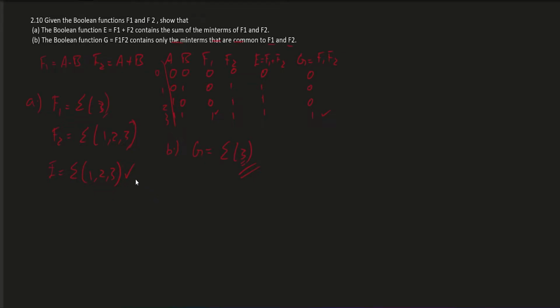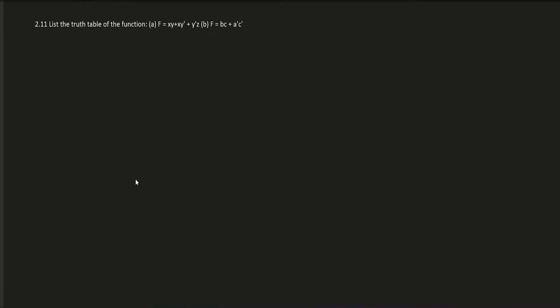You can take any example. I have taken a simple example. So that concludes this question. So let's move on to the next question. List the truth table of a function. Okay, we should just draw the truth table of these two functions.